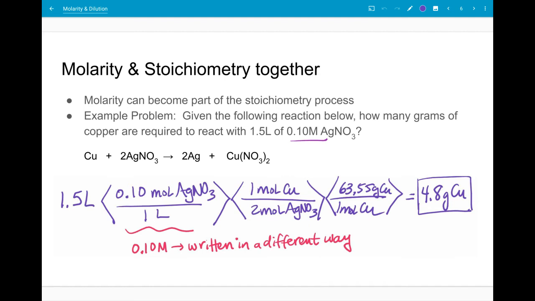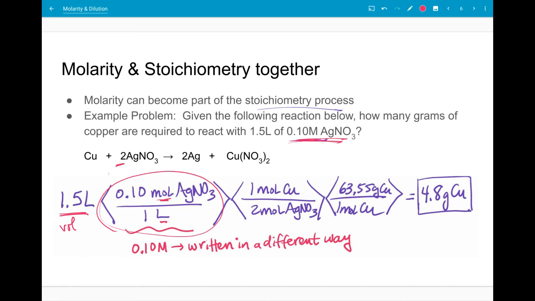Now, molarity and stoichiometry are related. So we can actually put molarity in as a bracket. So it'd be part of that stoichiometry process. So here I'm given the following reaction. How many grams of copper are required to react with 1.5 liters of 0.10 molar silver nitrate? So notice here, this is my volume given in the problem statement. And this bracket here, that is my 0.10 molar. I just wrote molarity in its parts. So that's 0.10 moles of AgNO3 per 1 liter.